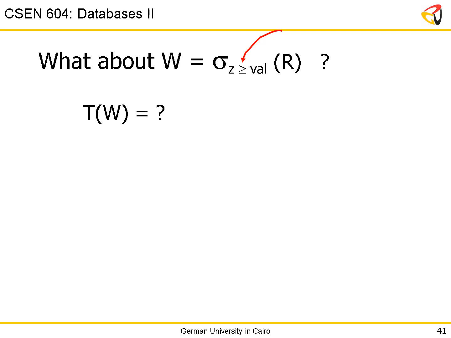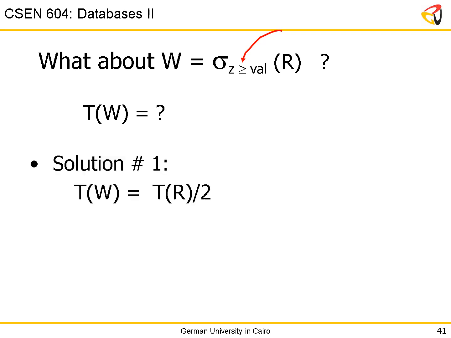If we say greater than or equal to 10, and you have values that span from 5 to 15, then 10 is included, 11 is included, 12, 13, 14 are included, and 15 is also included. Now we would like to estimate the size of the result set for such a query.